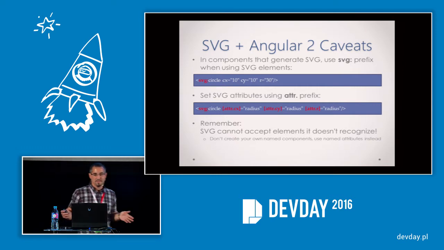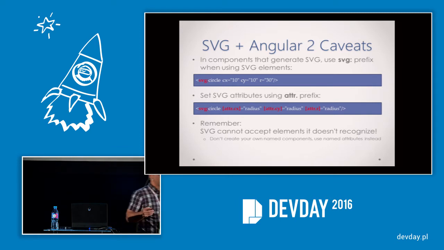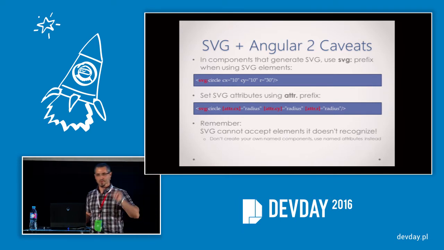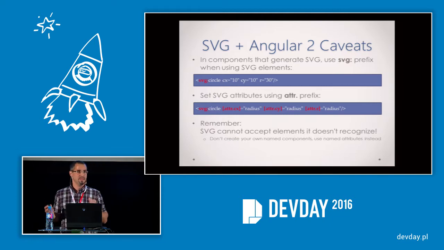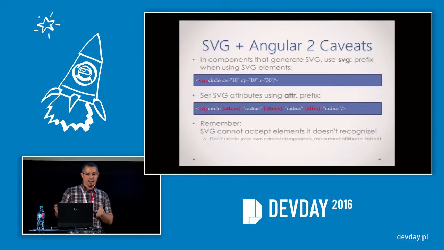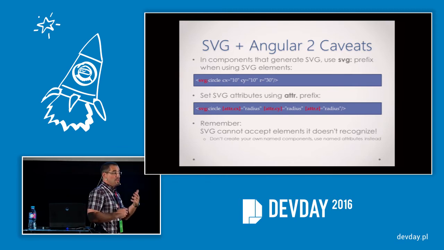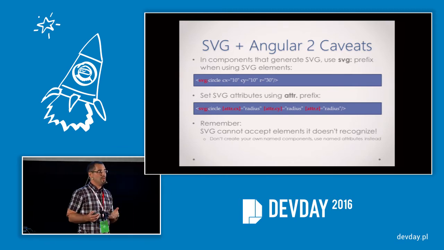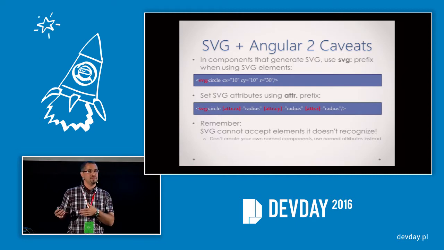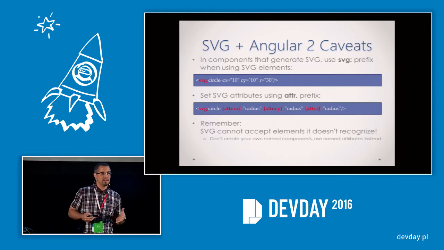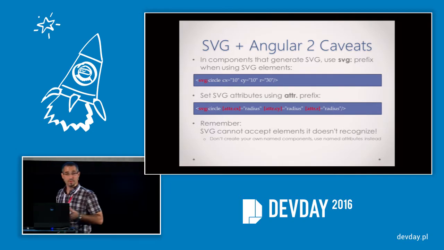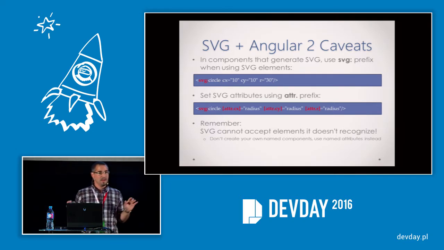The first caveat is you need to put the svg: prefix before you use an SVG element. So you can see the first example in the slide. I have a circle, I put svg: and circle. If you want to use data binding in Angular 2, you have to use the attr. notation as a prefix for every attribute. And that's cool. That's all. But I have to say another caveat which is very, very important.